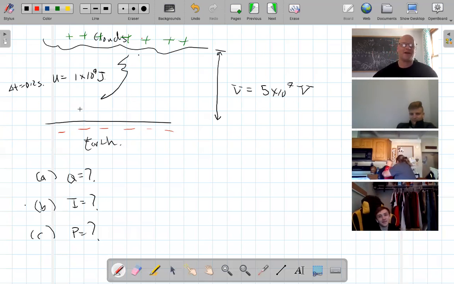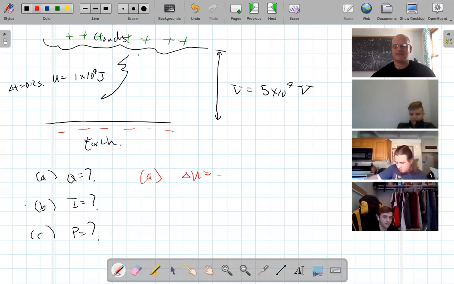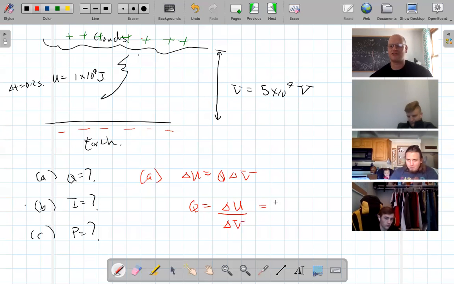So first thing we want to know is how much charge is contained inside of these guys. So let's talk about the charge. For part A, again, we know that the change in potential energy is equal to the charge times the change of potential. This is something we learned back from the last exam. So the charge is going to be equal to the change in potential energy divided by the change of potential. Here, the change of potential energy is 1 times 10 to the 9th joules divided by the change of potential, which is 5 times 10 to the 7th volts, which works out to be about 20 coulombs worth of charge. That's a huge amount of charge.